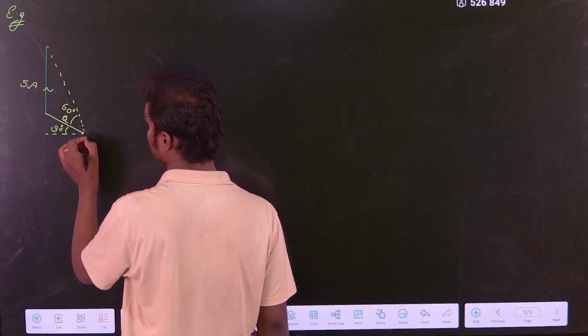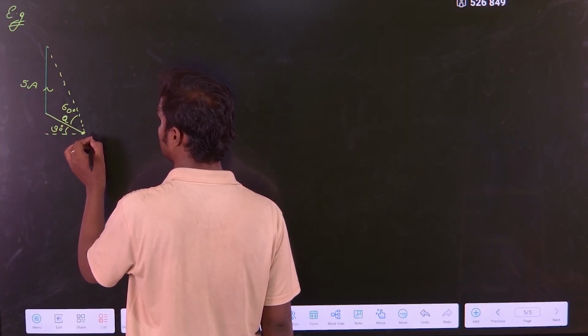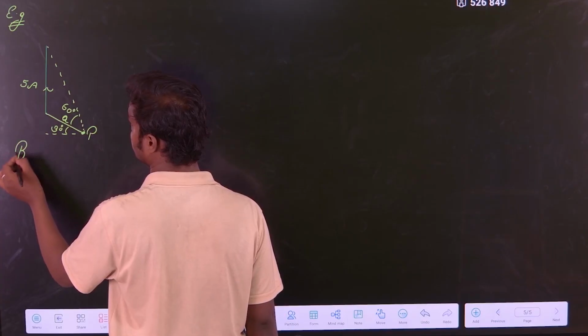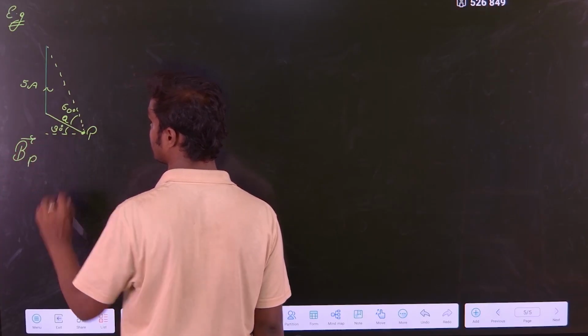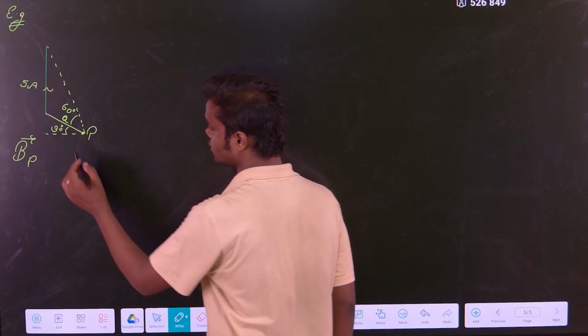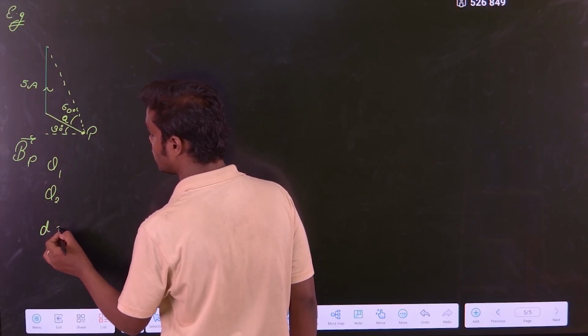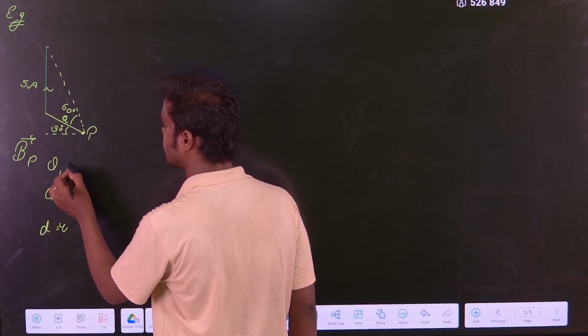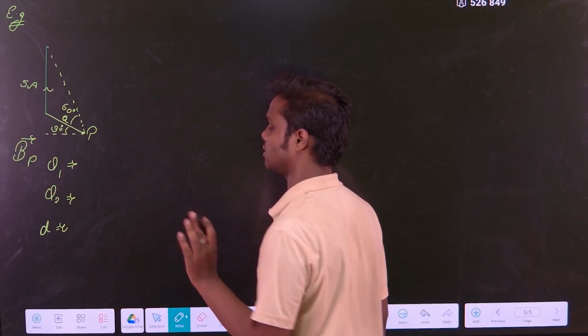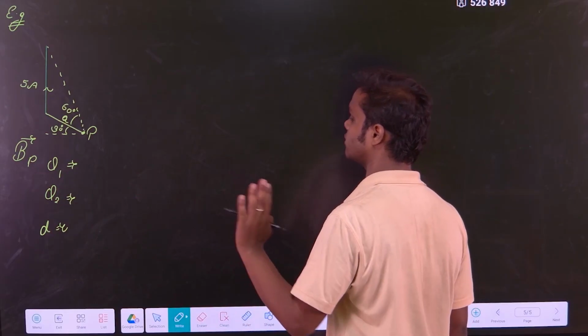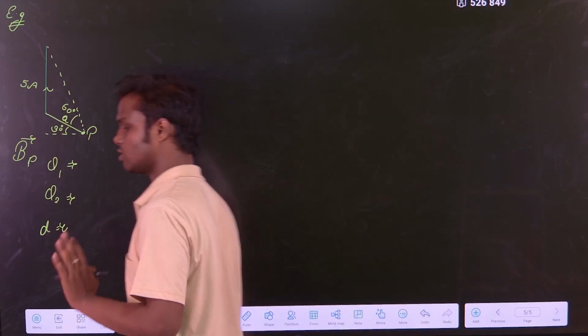My question is very simple. This point is P. I want to know the magnetic field at point P. Don't tell me the calculation, you just tell me the value of theta 1, theta 2 and D. If you can tell me these values correctly, you will get the correct answer. Simple, you tell me this value.